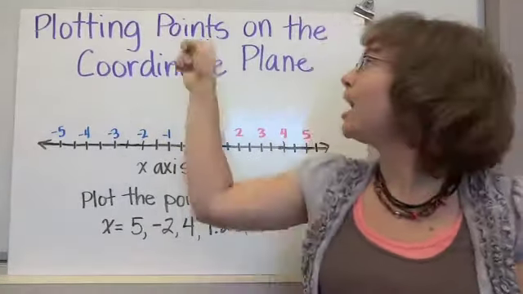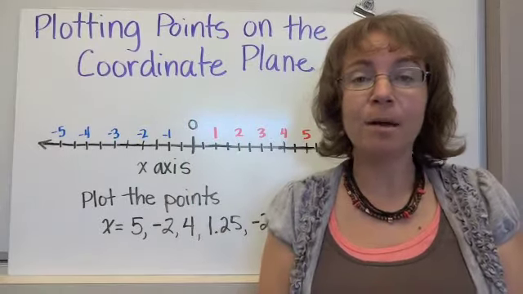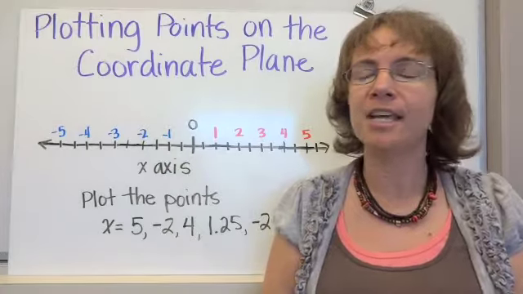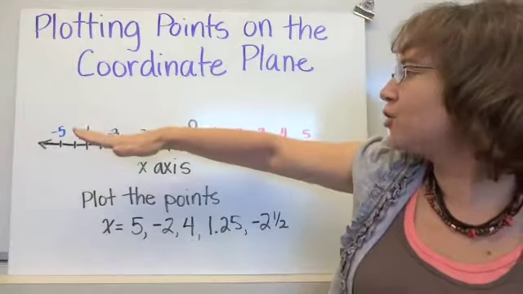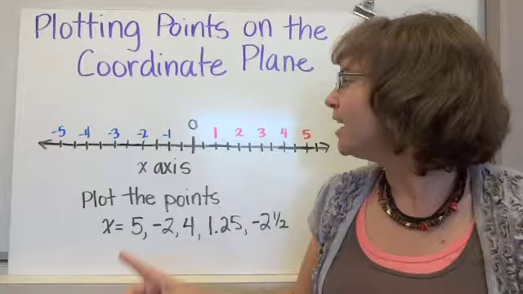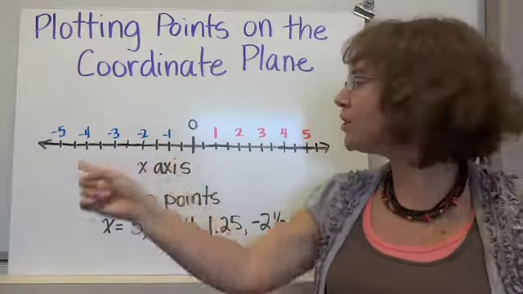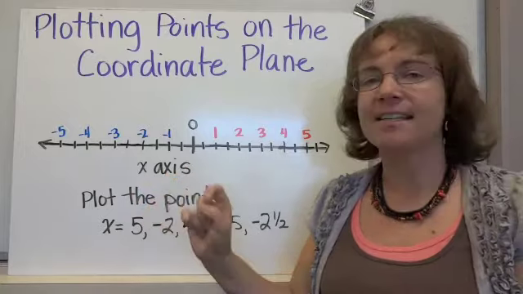We're going to talk about plotting points on the coordinate plane. But before we do that, I want you to take a look at two different number lines. The first number line I'm going to show you is a horizontal number line. You've probably seen this before where you've had to plot points on it. And we're going to call this horizontal number line the x-axis.